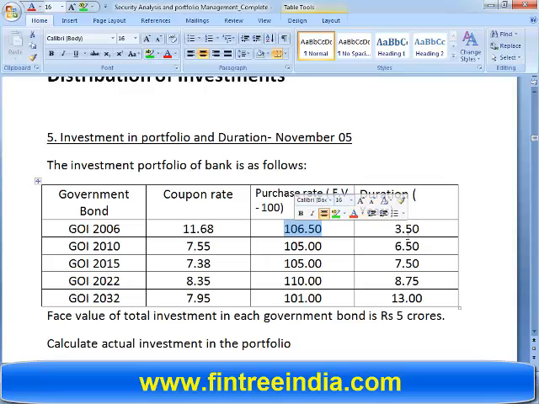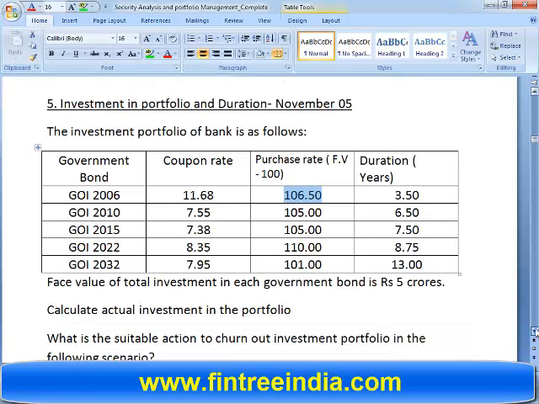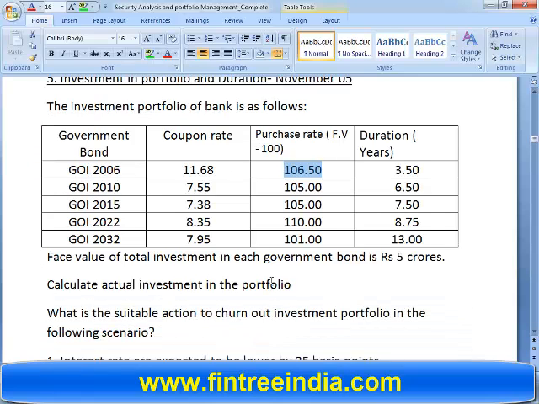Then we have duration. And can you see that we have a higher duration for longer maturity? Which is always the case. So you can remember this safely: the longer the maturity, the higher the duration for that bond. Face value of each government bond is rupees 5 crores. So which means if you've invested at 106, it would be 5 into 106 divided by 100, the actual value of investment. Then calculate the actual investment in the portfolio, part A of the question.